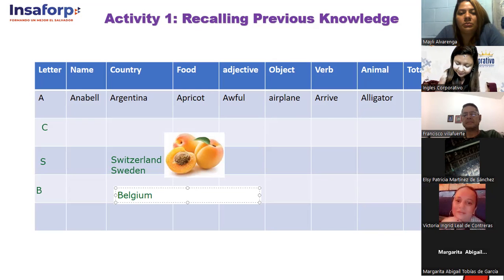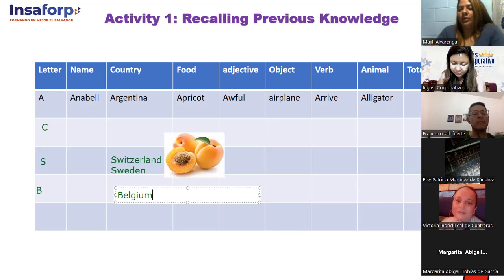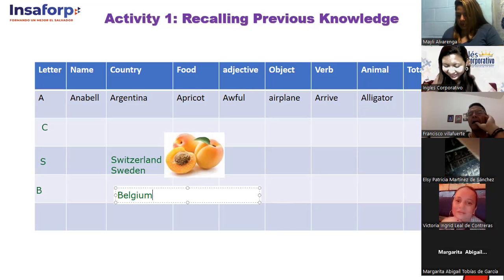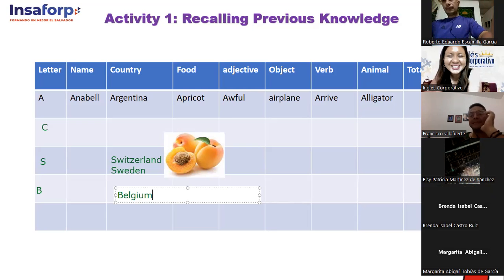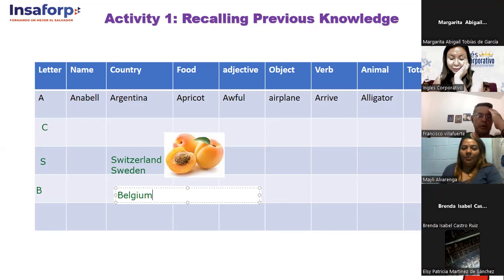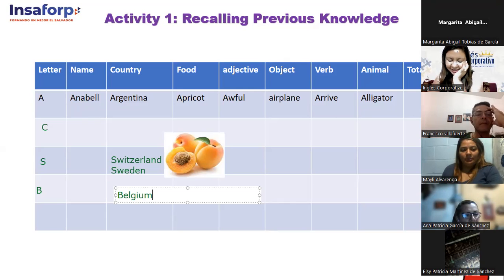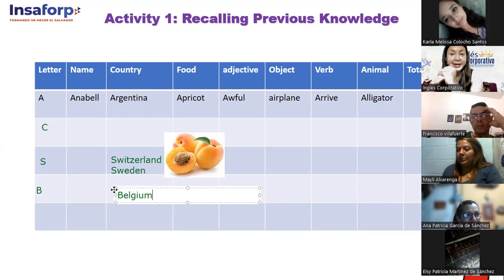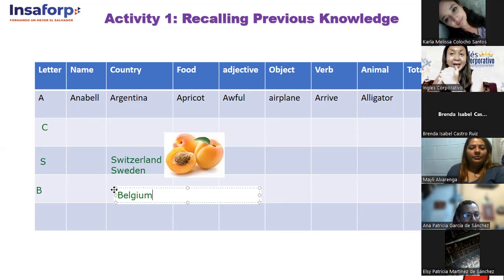Okay. Other countries? Britain, but it's Great Britain. Okay. Food? Broccoli. Banana. Beans. Very nice. Biscuit. Adjective. Bigger. Beautiful. Boring. Boring, yes. Nice. Object. Brave. Bicycle. Bike. Beer.